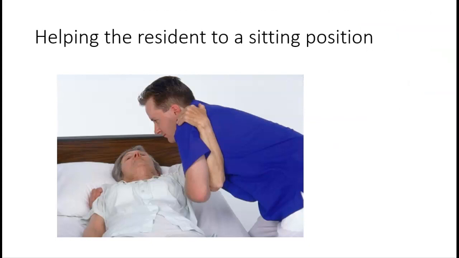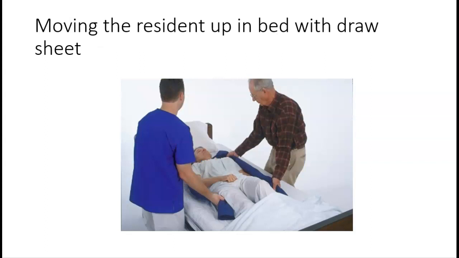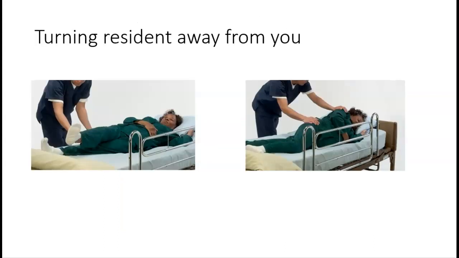This is a picture showing you a proper technique for helping a resident to sit up or to move to a sitting position. This is showing you how you can move a resident up in the bed with a draw sheet. And you can see the sheet under them. They're rolling that up to the resident, and then they're going to pull the resident up using the draw sheet. This is turning the resident away from you. So this is similar to that lateral position that you guys have already done and shown me.